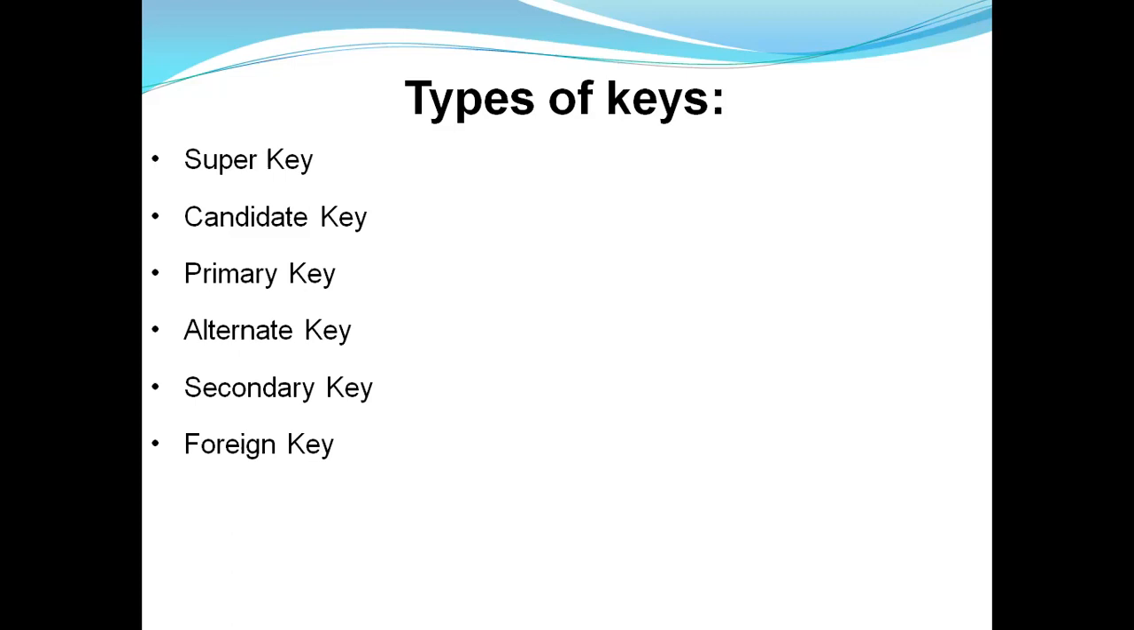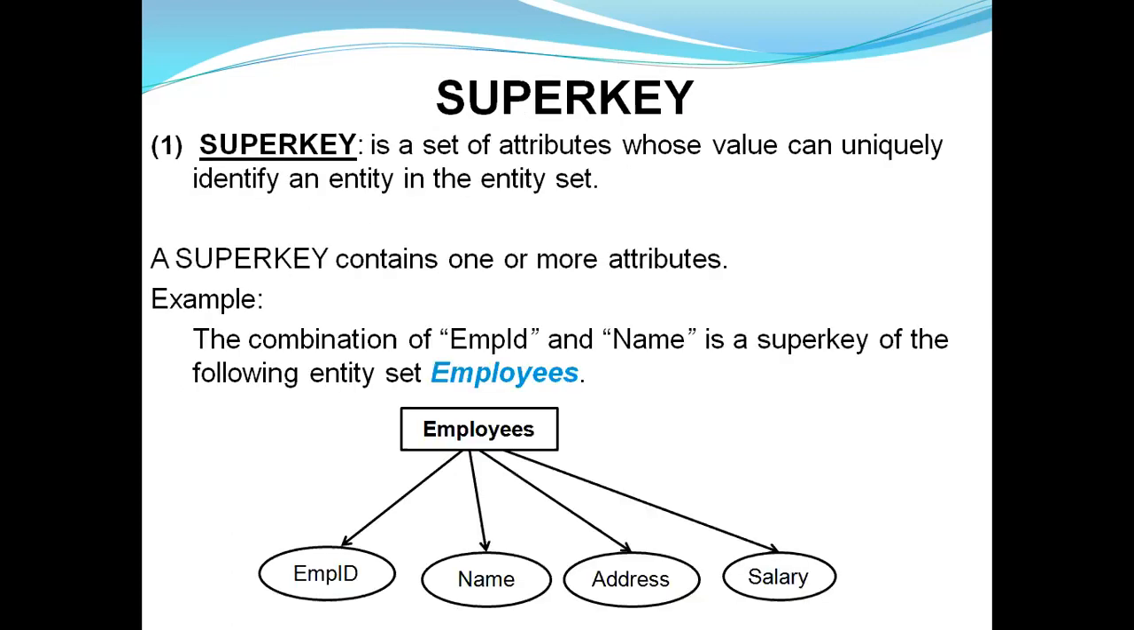Now, first is a super key. What is a super key? Super key is a set of attributes whose value can uniquely identify an entity in the entity set. I will say, sir, the definition of the key and the definition of super key are the same. But super key means any set which can give you unique identification is considered a super key.